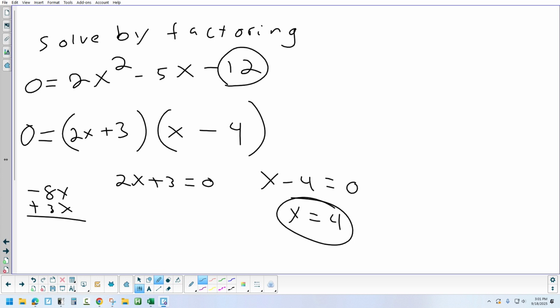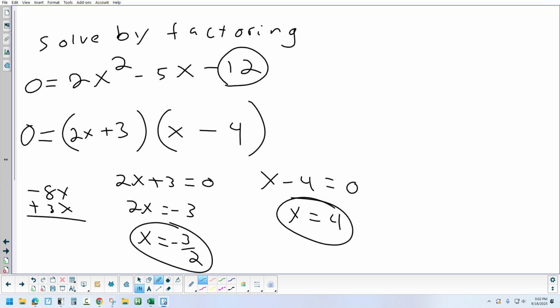So you get x equals 4 from the second factor. And what would you get from the first factor? Negative 1.5. You could do negative 1.5 if you want to leave it as a fraction. That's fine too. So there are your two answers by factoring. Any questions on that one?